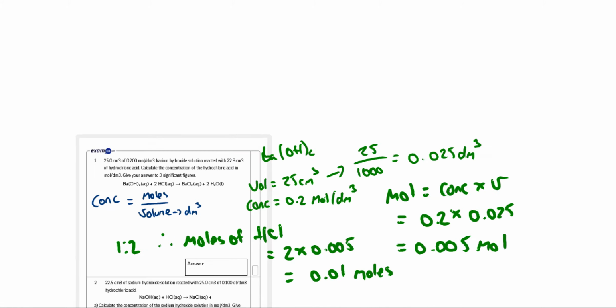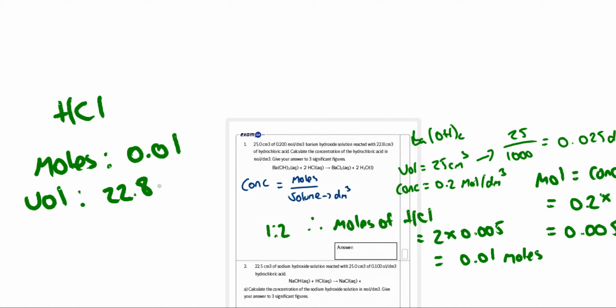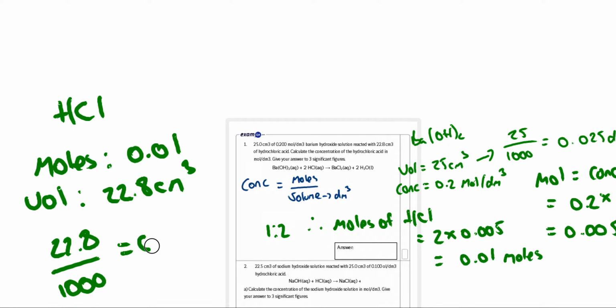So if we go across and we think about our HCl, the moles is equal to 0.01, and the volume is equal to 22.8 centimeters cubed. Now obviously we're going to have to deal with this centimeters cubed because again we want our concentration in decimeters cubed. So we do 22.8 divided by 1,000, which is equal to 0.0228.